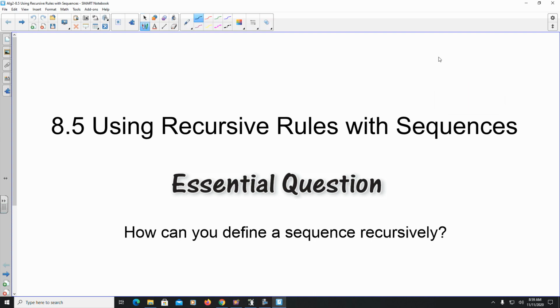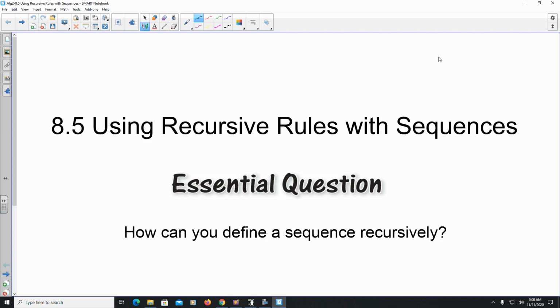Welcome to the video. In this lesson, we're going to be looking at section 8.5, where we're going to be using recursive rules with sequences. There are two different ways to write a rule when it comes to sequences, whether it's arithmetic, whether it's geometric, or whether it's neither of those two things.